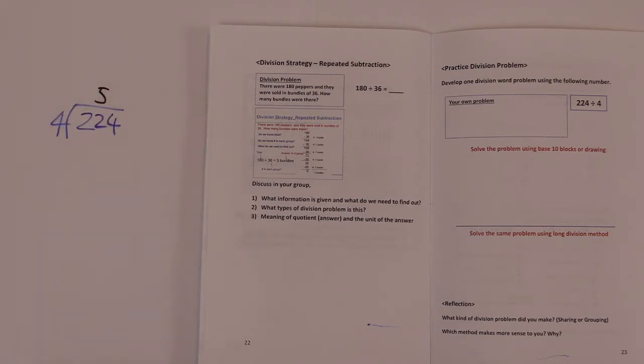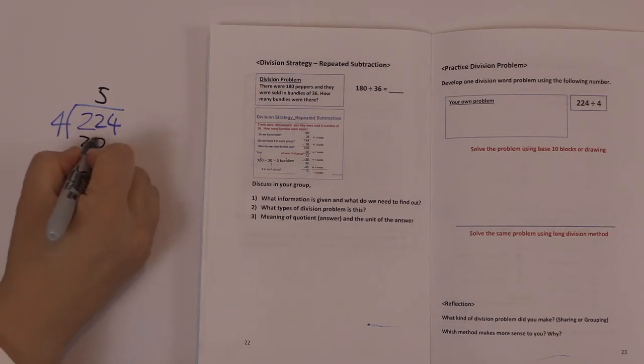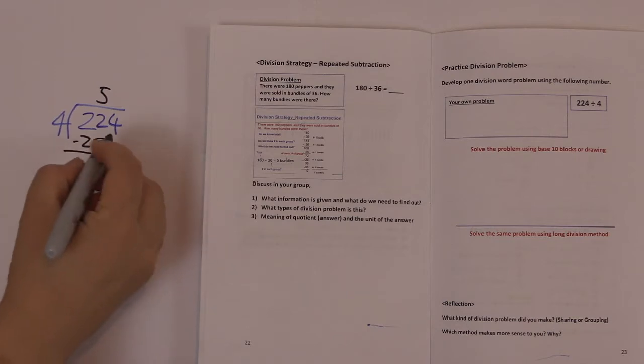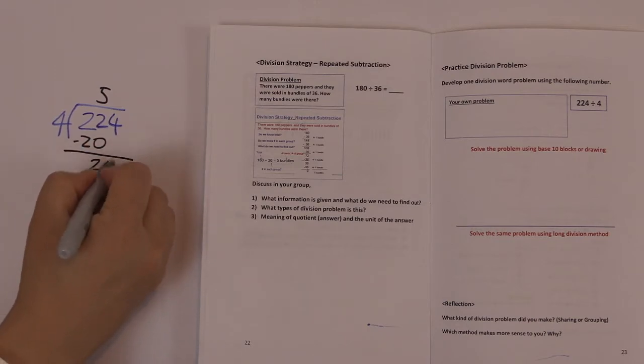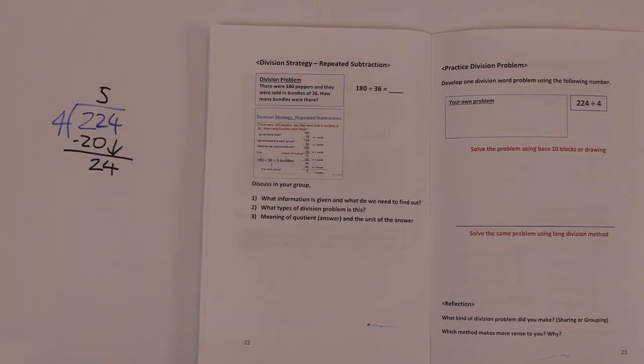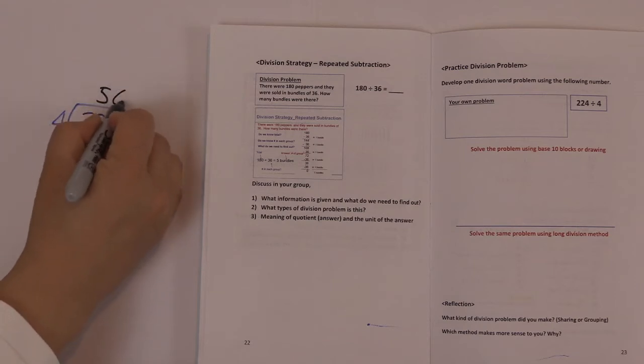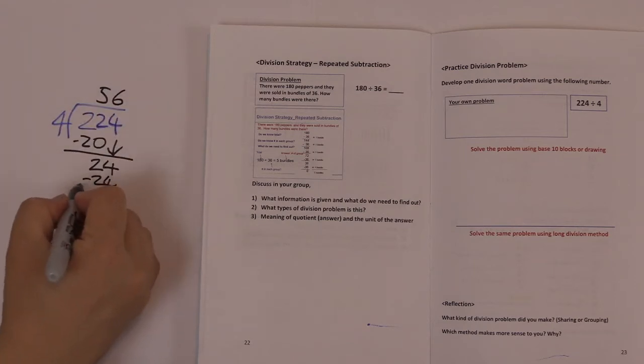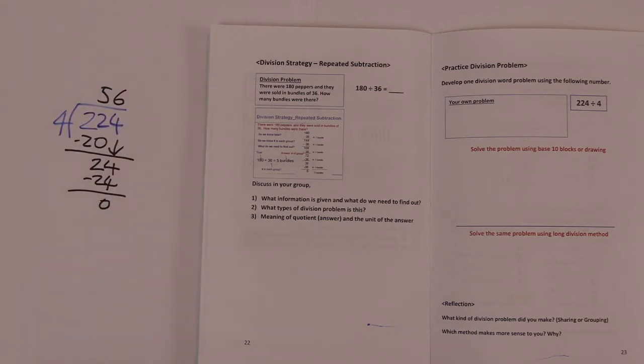And what do we do next? 4 times 5 is 20, and you want to take away and bring down 4 like this. Then we want to find out how many times does 4 go into 24. 6 times, 24. So my answer is 56. Okay? So we solved the problem in two ways, using base 10 blocks and then using long division.